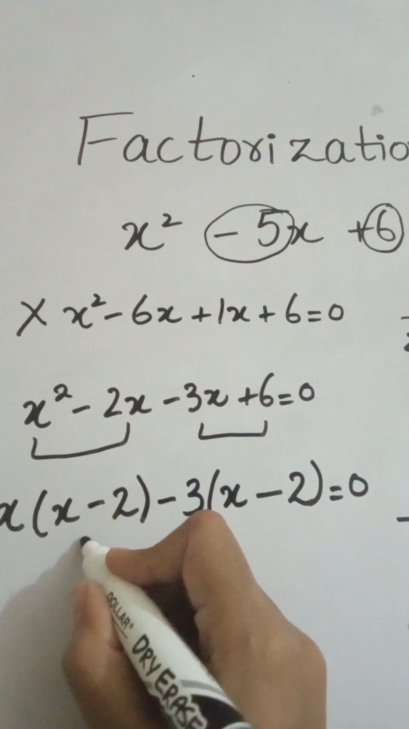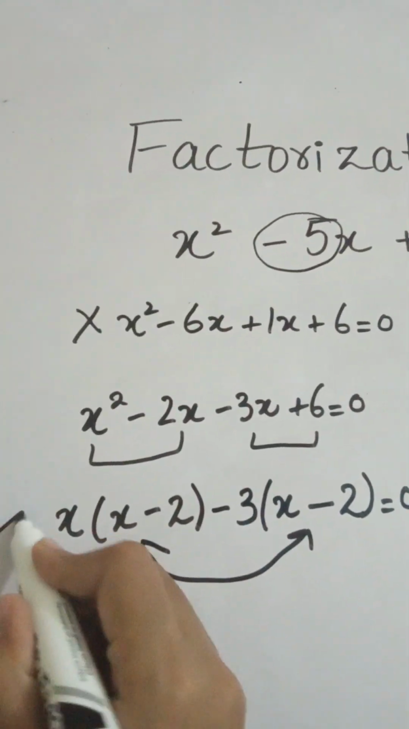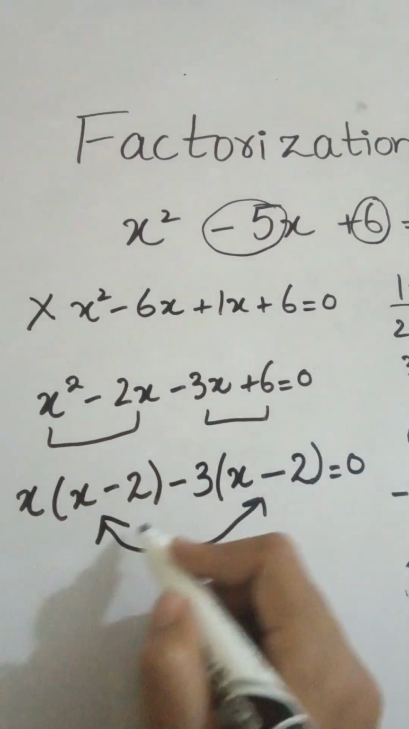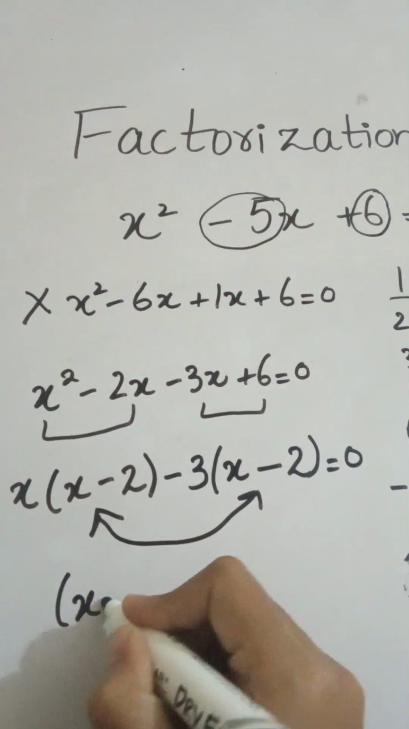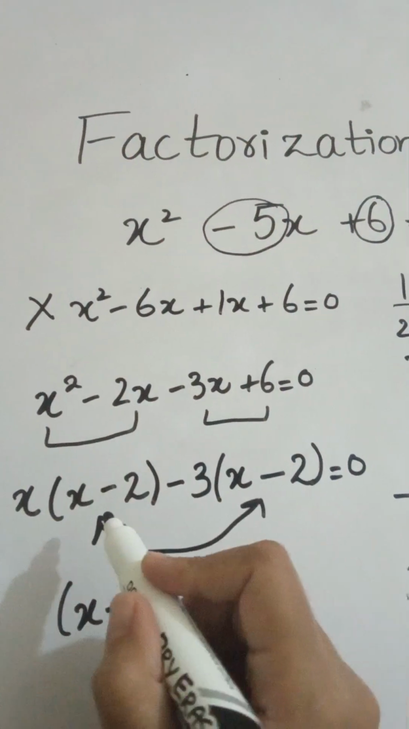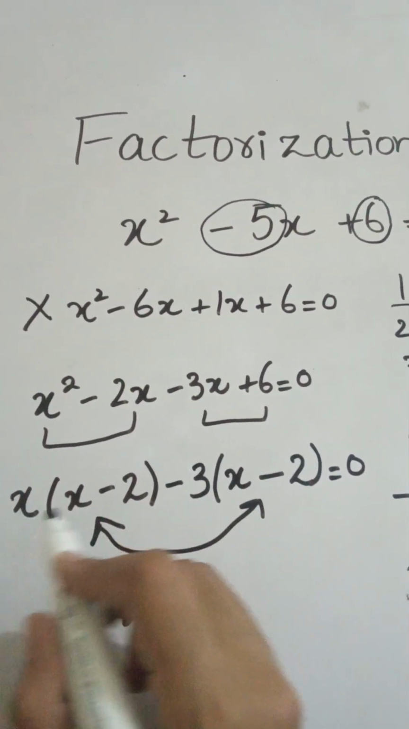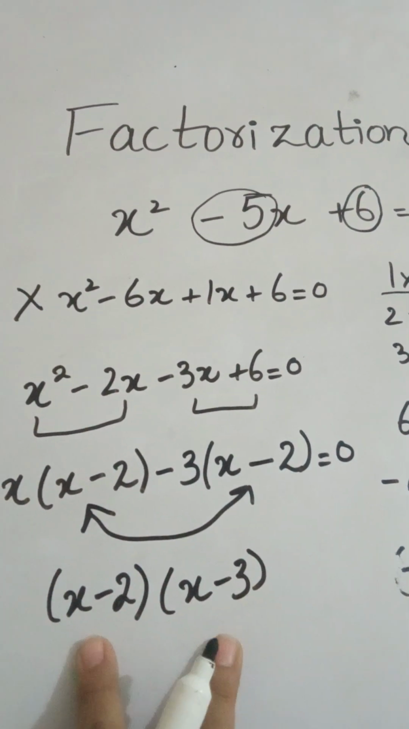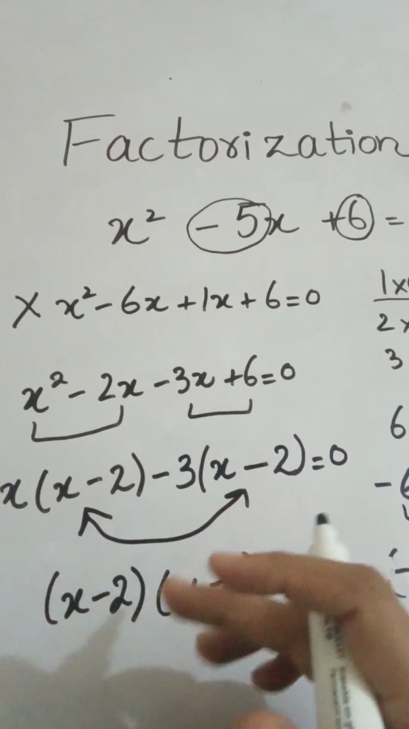Now look, I have both factors the same. It means I have done the correct factorization. Now, x minus 2 in the first term, x minus 2 in the second term. So I will take x minus 2 common. Like this, in the first you have taken x common. In the same way, you can take x minus 2 common. The remaining terms are x minus 3. So by this I get two factors, as I said at the start of the video.